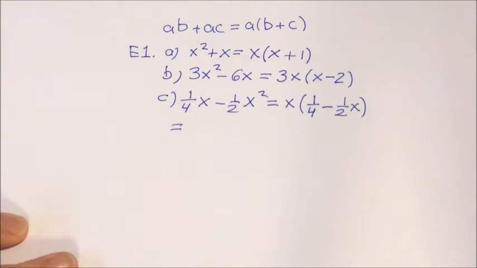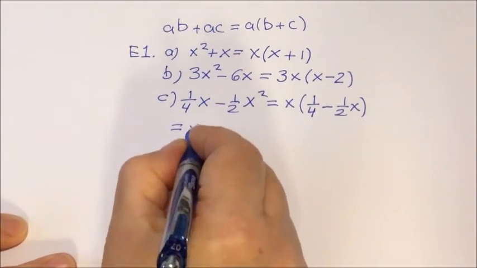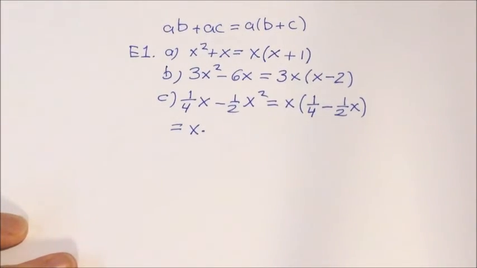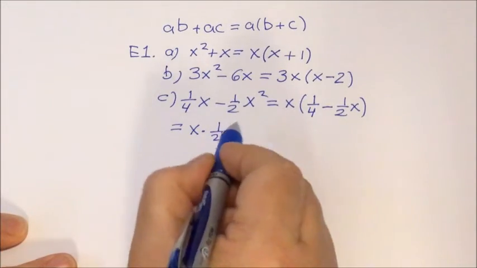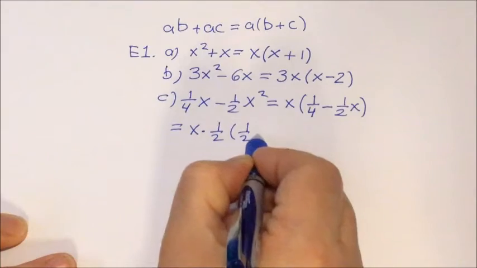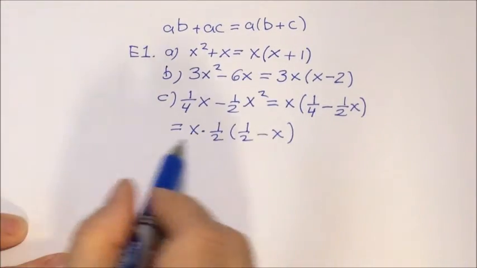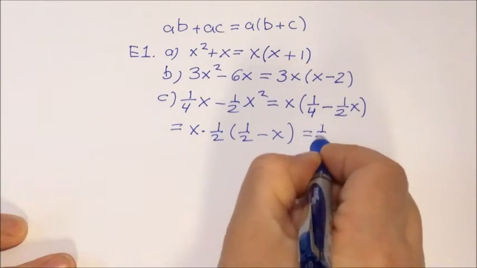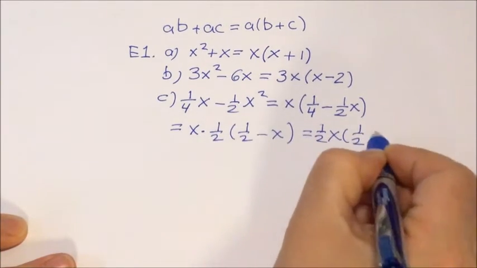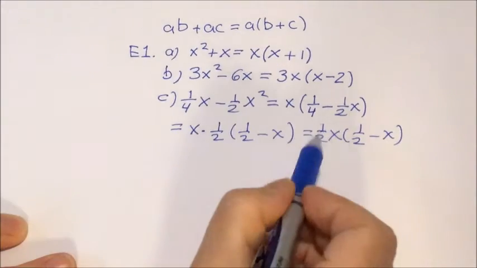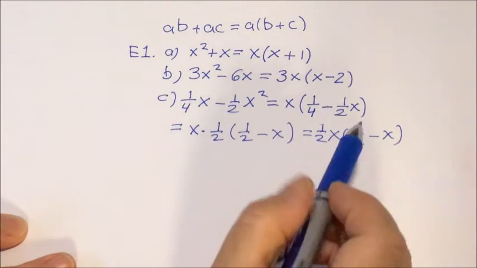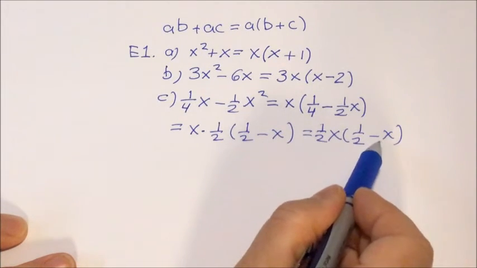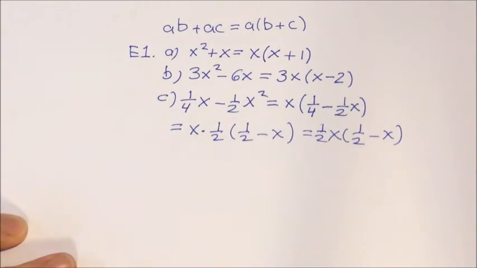You can continue factorizing this second factor if you want. So we have there half as a common factor. So what is left from here is half and minus x. And let's write it half x times half minus x. And if you check, half times x times half is 1/4 times x, and then minus half times x is minus half x squared.